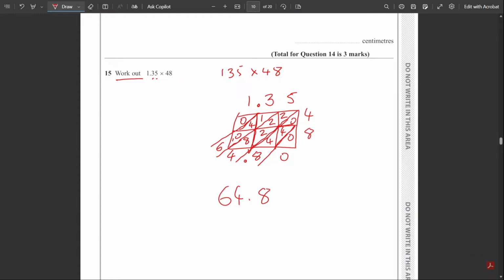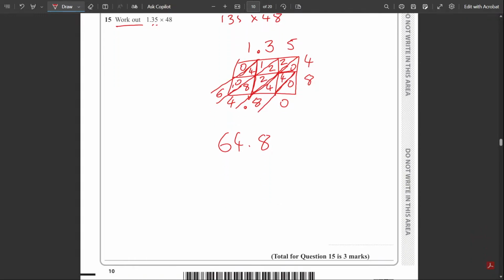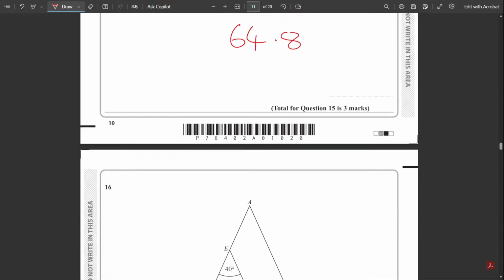64.8 as your answer. Okay, 80 if you want to write it, but we don't really write zeros at the end. It doesn't really make any difference. And like I said, for 6480, and then you have 2 decimal places at the end. You can add those decimal places at the end. 64.8.